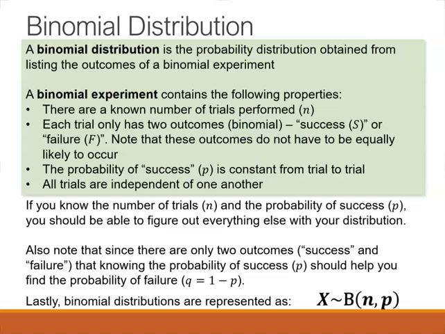The notation that we use to denote a distribution is binomial in nature is we take our random variable and we say it follows the distribution. That's what the squiggle means. The B means binomial, where n is the number of trials and p is the probability of success. And those two quantities, the number of trials and the probability of success, will describe every possible binomial distribution.